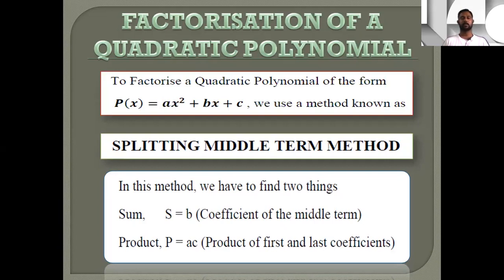One is the sum. Sum s is equal to b. What is b? See the polynomial. It is the coefficient of x, or we say it is the coefficient of the middle term, right? And product p. What is product given? ac. What are a and c? See, a is the coefficient of the first term and c is the coefficient of the last term, or we say constant term. So these are the two very important things you have to note: sum and product. By sum, coefficient of the middle term; by product, product of first and last term.